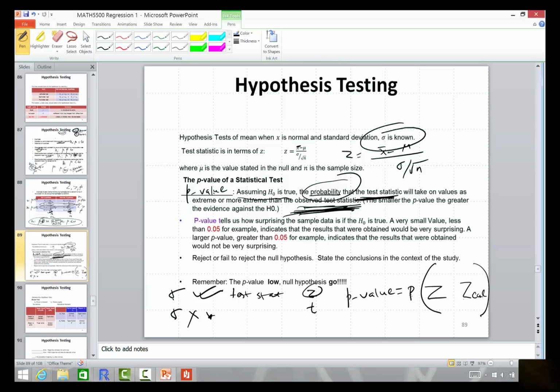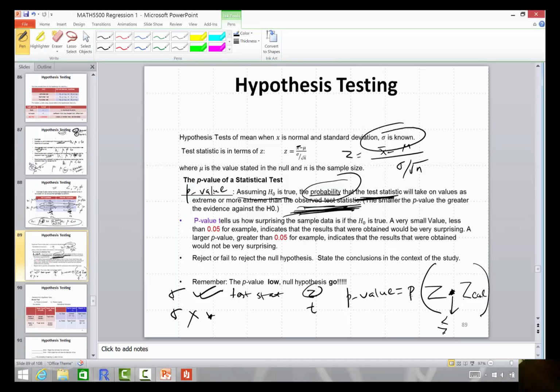Extreme means in this place it could sometimes be less, sometimes greater. That is what extreme is trying to tell you. In this place there is either less or greater, depending on the alternate hypothesis.